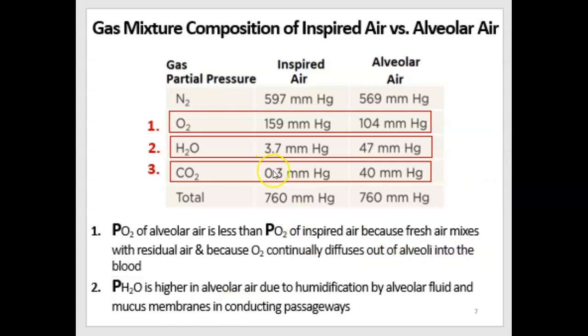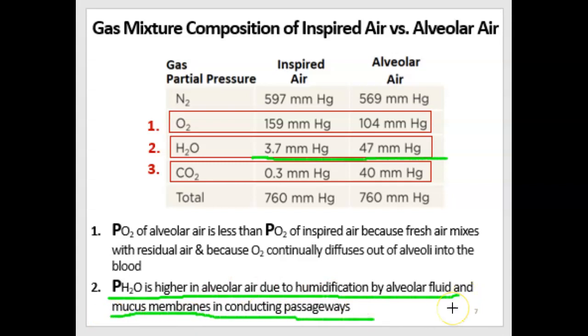Now, the second thing has to do with water. Why does the amount of water essentially increase in the alveolus compared to what we inhale from the atmosphere? Well, the partial pressure of water vapor is higher in the alveoli due to humidification by the fluid secreted by those type 2 cells in the alveoli. In addition, the air that's sitting in the lungs, residual or in the process of being exhaled, has been humidified by the mucous membranes in all the airways, in all the conductive passageways.